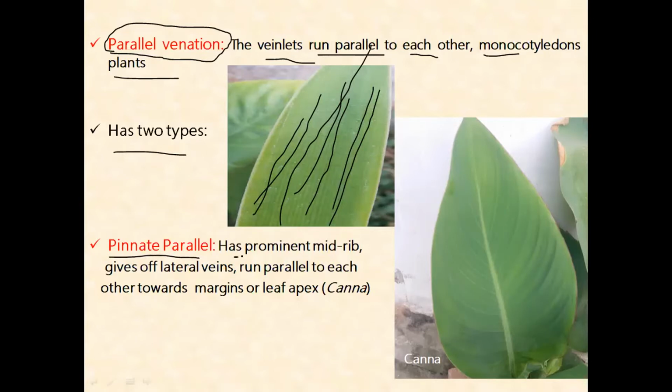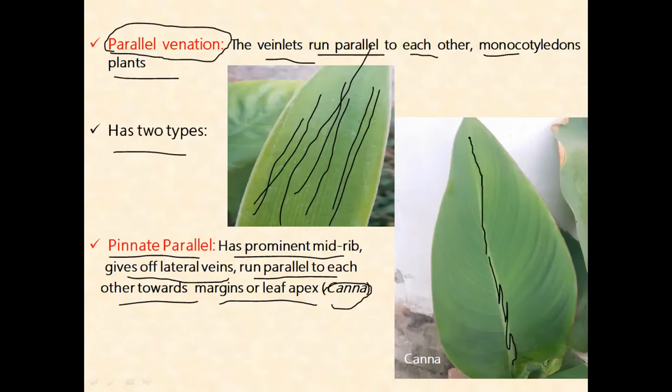Here the leaf has a prominent midrib, and this gives off lateral veins, and they run parallel to each other towards the margin or leaf apex. For example, it occurs in canna. You can see here, this is the leaf of canna. The midrib is very prominent, and it gives off lateral veins. These are lateral veins. They run parallel to each other, and they go to the margins of the leaf or here to the tip of the leaf.